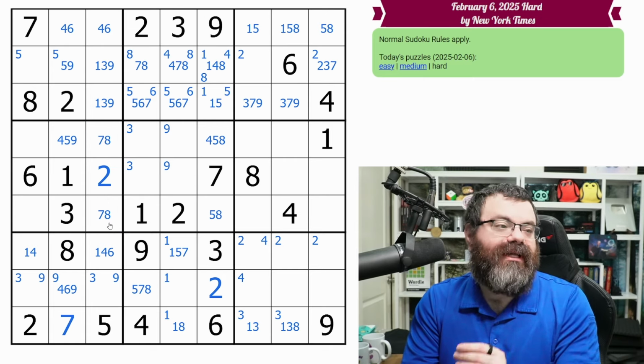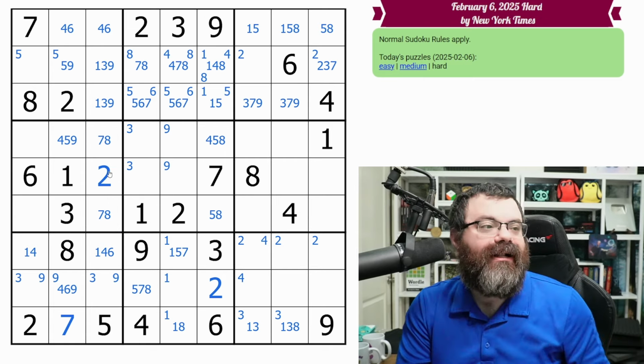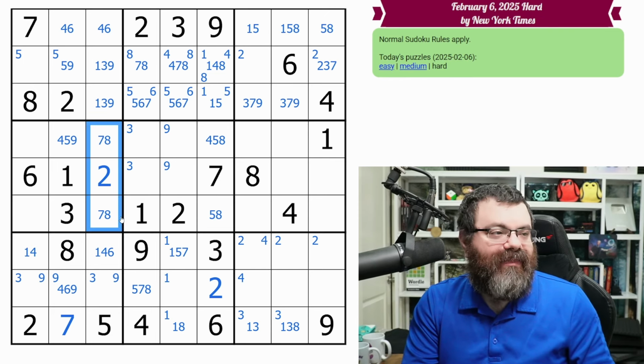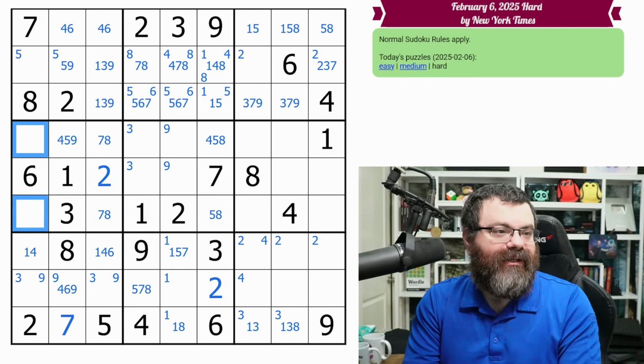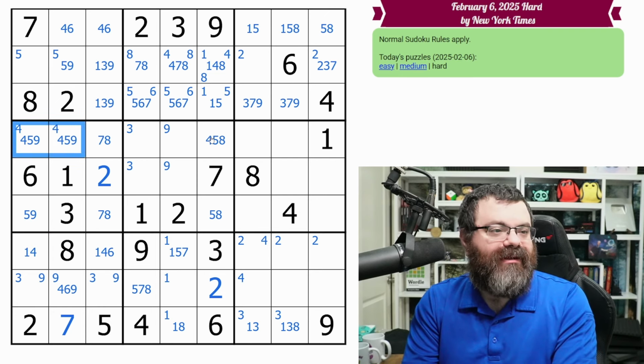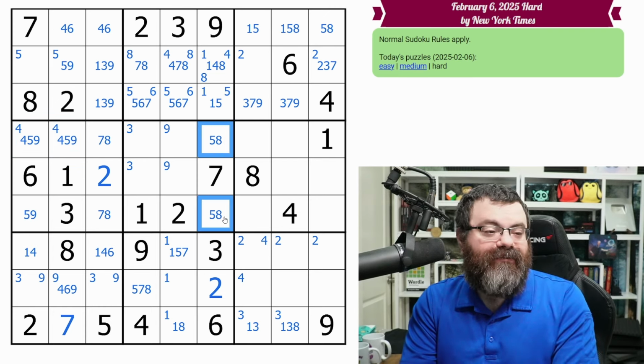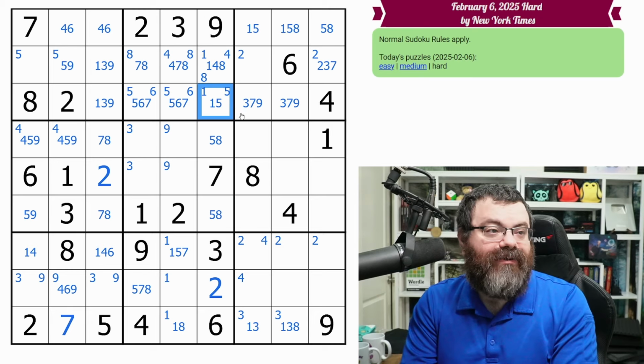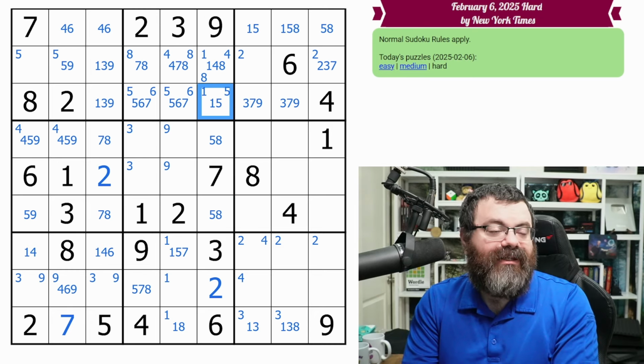Wow, okay. Well, that's helpful. Yeah, because this sees 7 and 8. There we go. That's what I was missing. I bet that helps a lot. We have 4, 5, 9 remaining here. This can't be a 4, so the 4 ends up here. That is going to point, removing this 4. And now we have a 5, 8 pair here, which is very nice. So this can't be 5. This can't be 8. So that leaves 1 and 4.